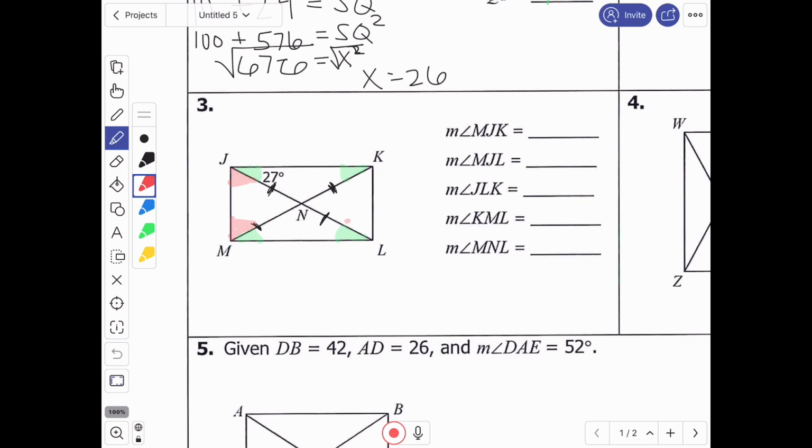If I went down here and I just compared this guy to this guy, those would be alternate interior angles as well. And then I could keep going. And there's a good start, okay?